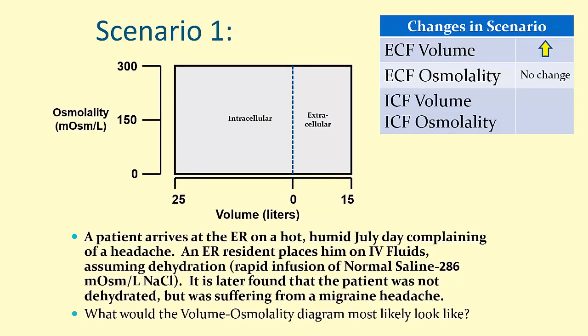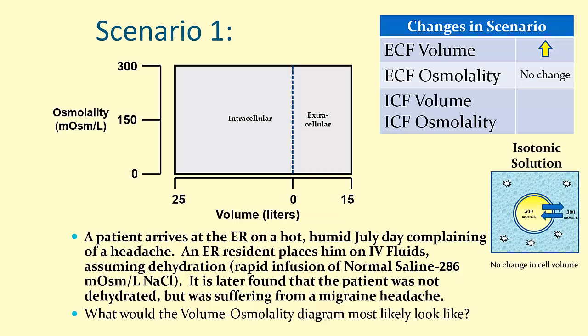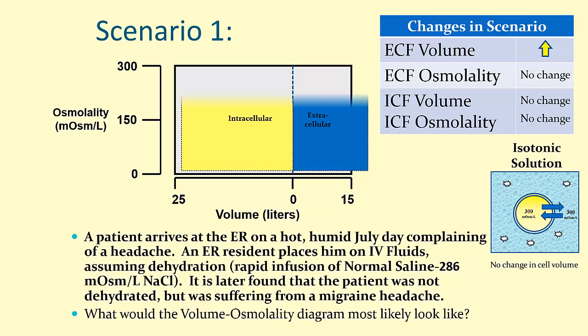So if we revisit our scenario, the extracellular volume has increased, but the osmolality has remained the same. Thus, the cells of the body are in an isotonic solution. Consequently, there will be no net flux of water and the intracellular compartment will remain unchanged. So we should see a volume osmolality diagram that looks like this. The extracellular volume has increased, but there are no other changes in the patient's volume or osmolality status.